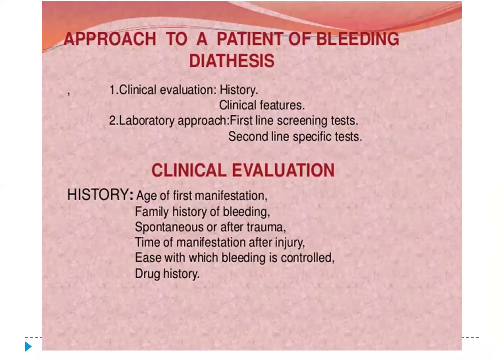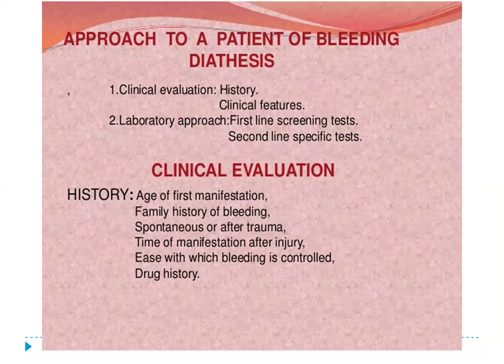So the approach to a patient with bleeding: first you take a history, you take the clinical features, you find out where the bleeding is, and you try to guess what the cause of the bleeding is. Is it due to vessel wall dysfunction? Is it due to platelet abnormality, or is it due to coagulation factors, or is it a combination of everything, which is DIC? Then there's a laboratory approach, where you do the screening test and the second-line screening test.